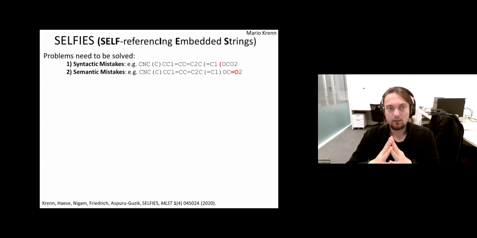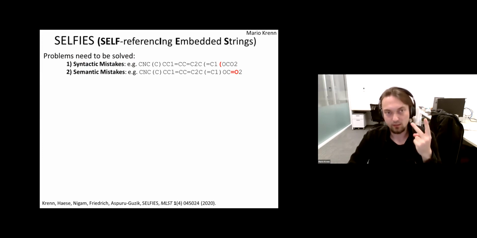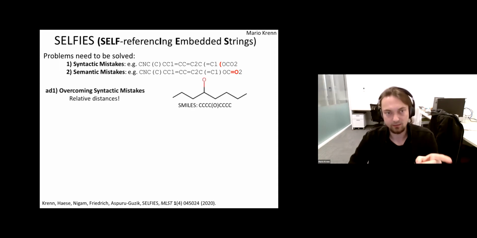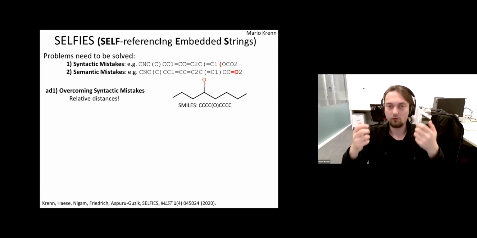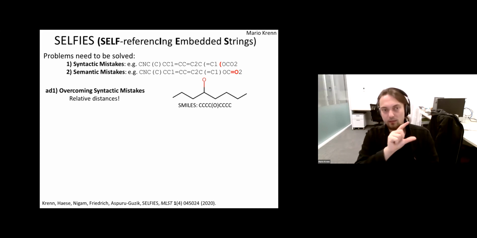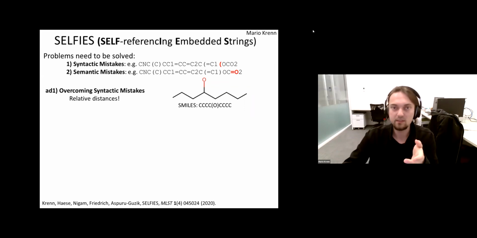Okay, so now let me briefly explain how we fix those mistakes. I mentioned there are two problems, syntactic mistakes and semantic mistakes. First, the syntactic mistake. The problem of the syntactic mistakes is that in SMILES, you represent the start and end point of rings or branches at two different locations. The problem is now that the model could maybe start a branch, but then forget to close this branch later on, which leads to a mistake as I've shown here.